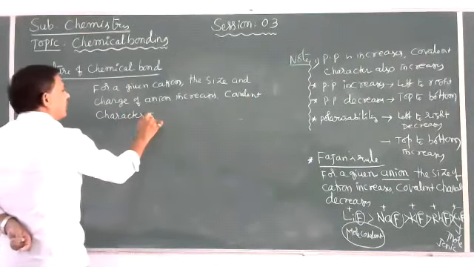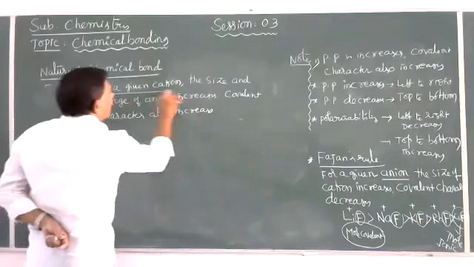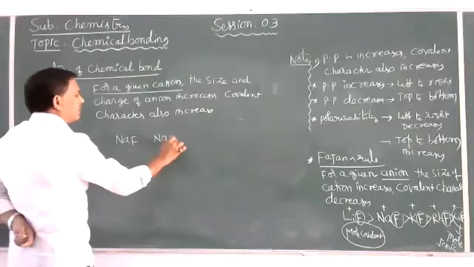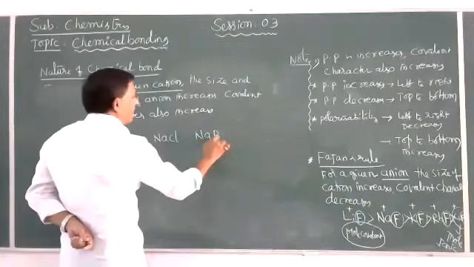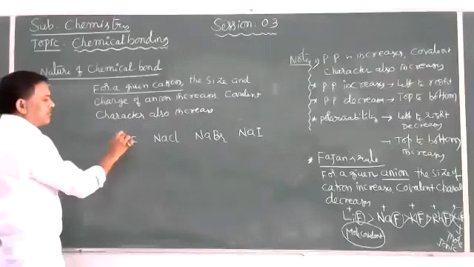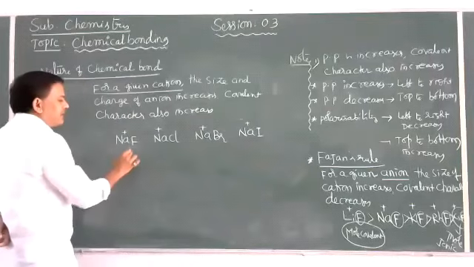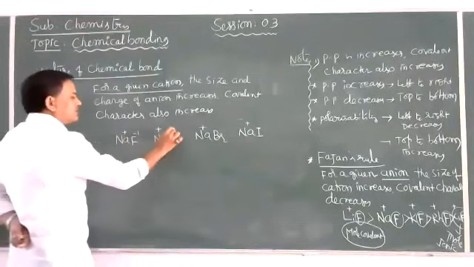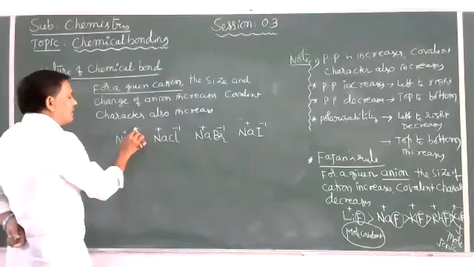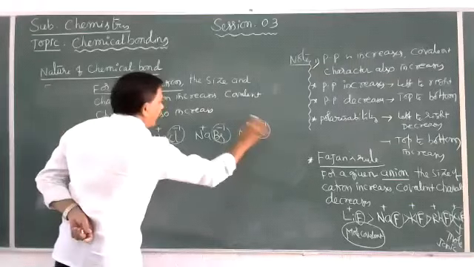Covalent character also increases. See here, for a given cation, I'll take sodium fluoride, sodium chloride, sodium bromide, sodium iodide. The cation is the same: Na plus, Na plus, Na plus and Na plus. But the anion here is F minus, Cl minus, Br minus and I minus. These are the fluoride, chloride, bromide and iodide ions.